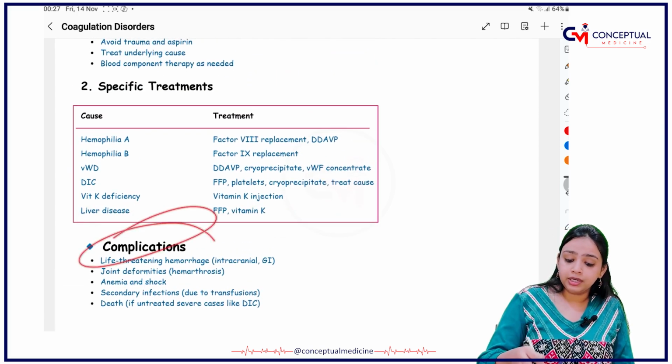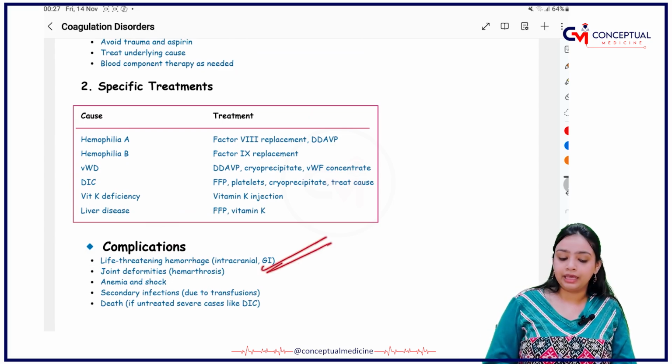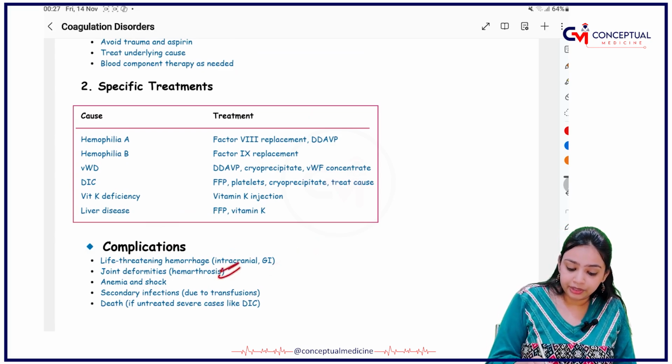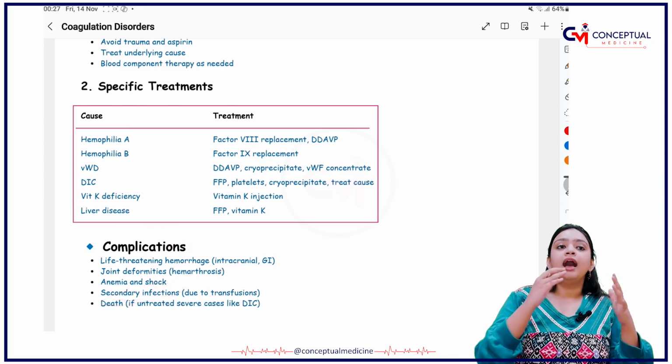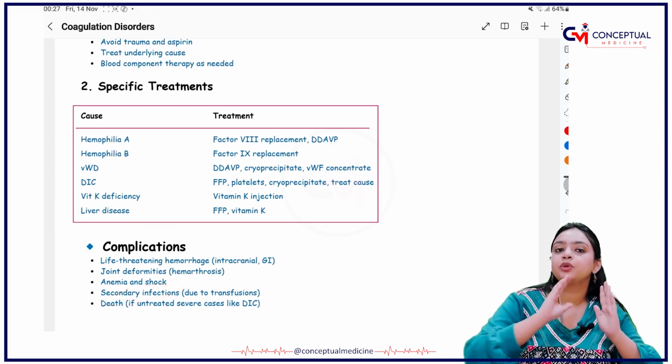What are the complications? There can be life-threatening hemorrhage, joint deformities, anemia and shock, secondary infection, and finally the person can land up in death.